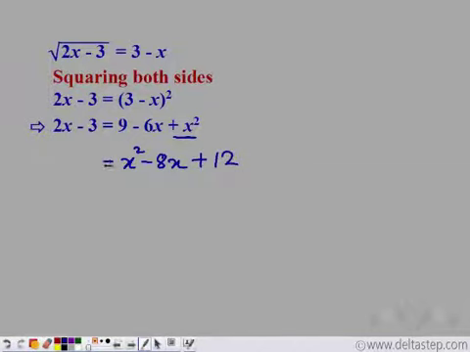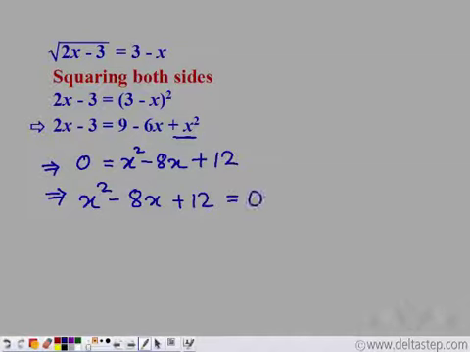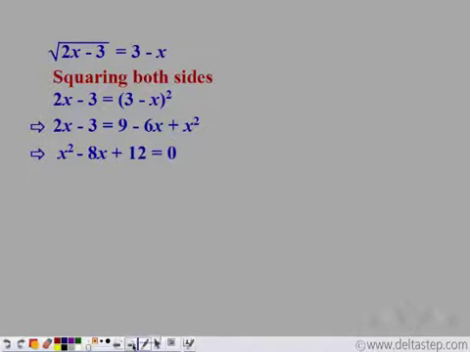So we have taken all the terms from the left hand side to the right hand side. So we have 0 here. Or we can bring this here and take the 0 here. So we can write it as x square minus 8x plus 12 equal to 0. This is what we have. Now this is a quadratic equation in one variable x. So let us solve it using factoring.